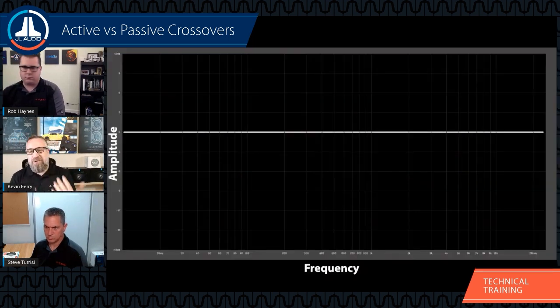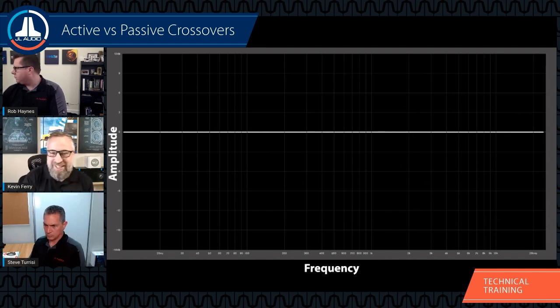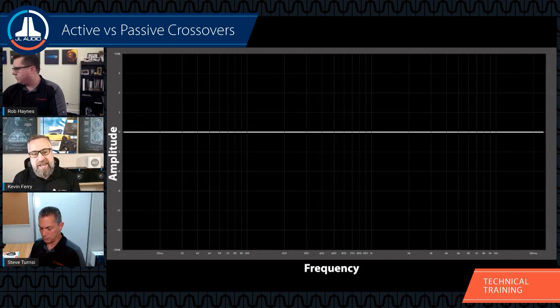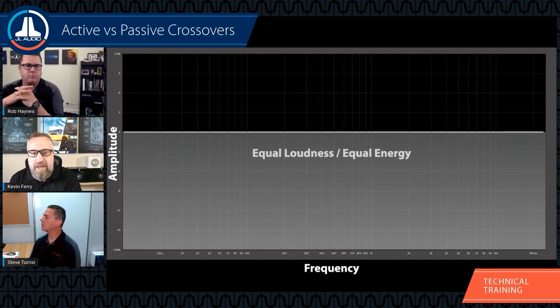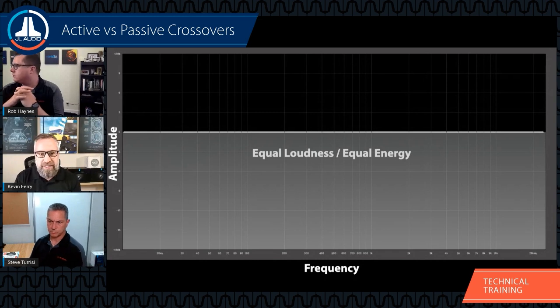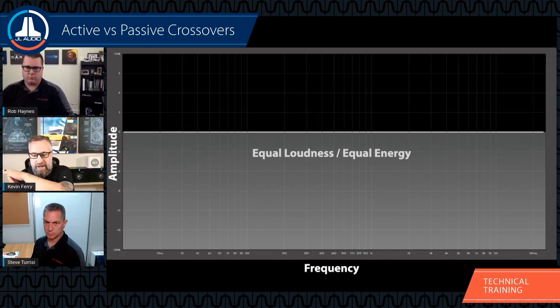So why do we use filters? Well, it's a question that we're going to walk through with you guys. Again, amplitude is on the left going vertically on this chart. Frequency is at the bottom going horizontally. And we want to talk about why we use filters and how they interact with the speakers themselves. We're going to show you the equal loudness and equal energy across the board here. So this line up top is just showing an equal loudness, or an equal frequency response at the same amplitude, all the way across the listening range there.